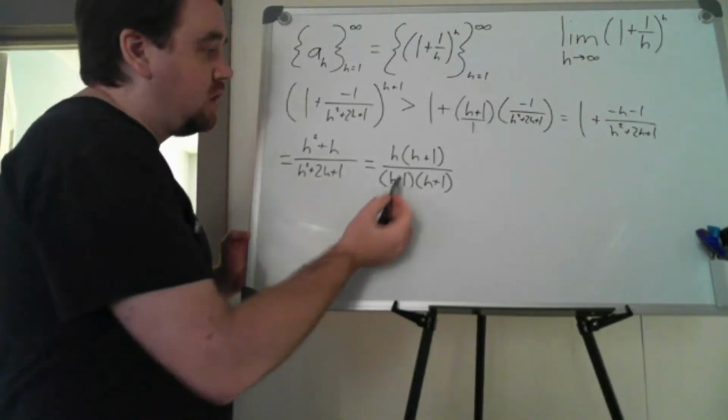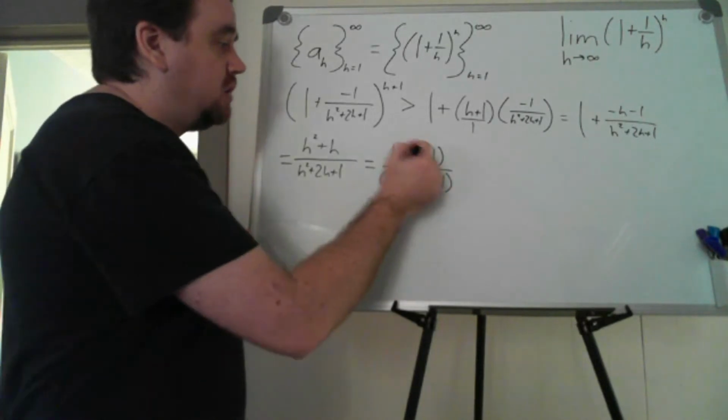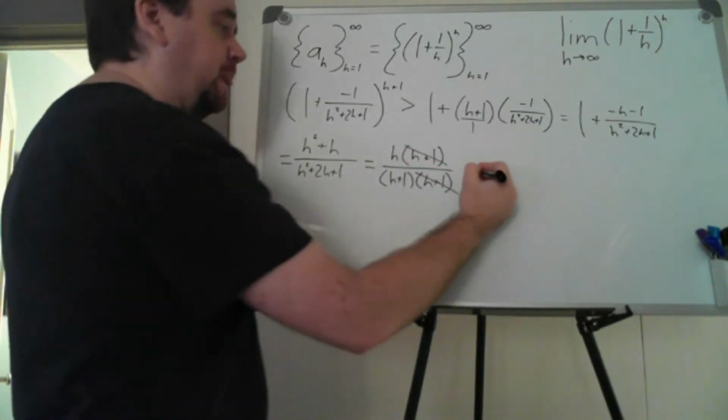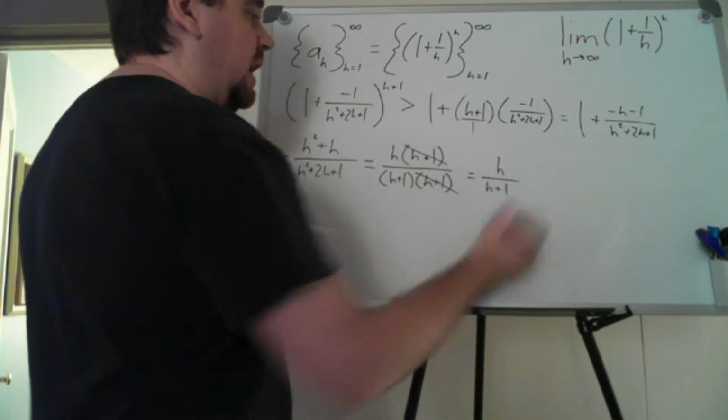Now, look what we've got going here. We've got an h plus 1 and an h plus 1 in both the numerator and the denominator. So these cancel out, and this now leaves me with h over h plus 1.